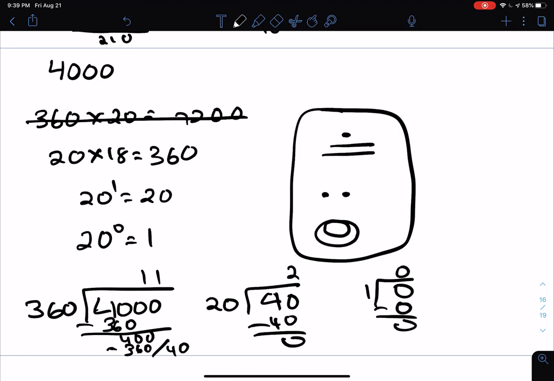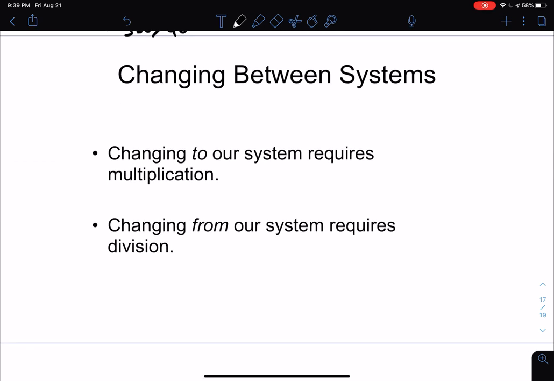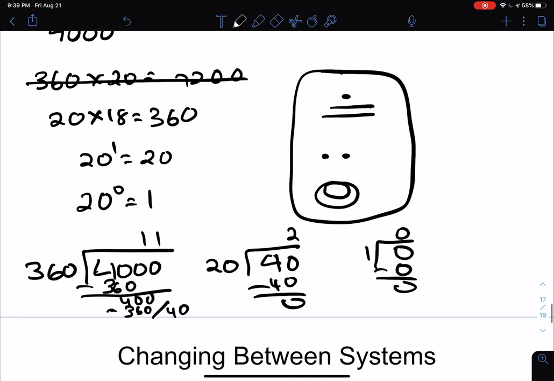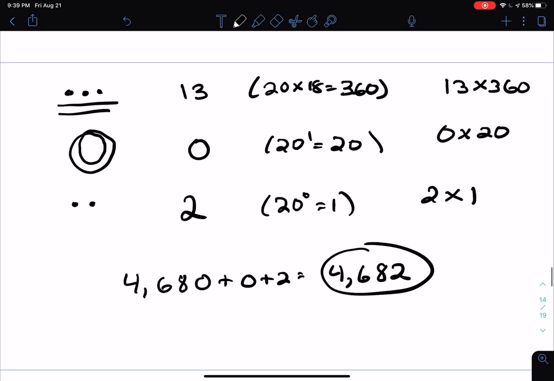So to convert from our system to theirs, it required division. So if you're starting with the Mayan numeral and you're trying to convert it to Hindu Arabic, you end up having to multiply. But if you start with the Hindu Arabic, what we're familiar with, and want to convert to Mayan, you have to divide. And you can see that here, we had to do all that division. Whereas previously, we had to do multiplication and addition.